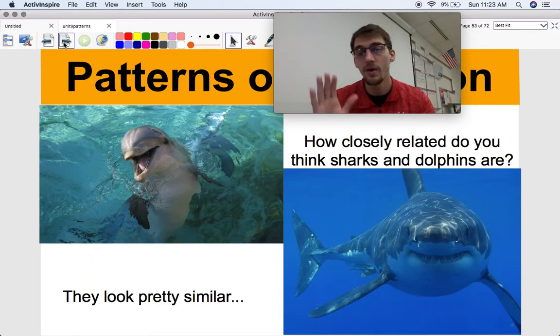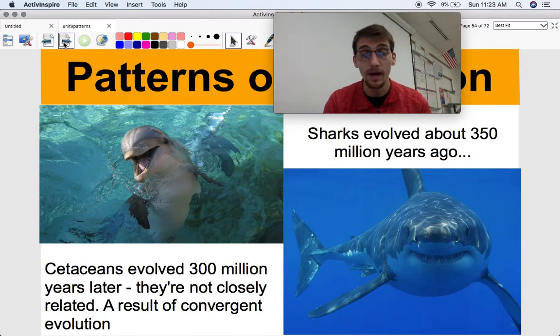All right, so as we were just talking about before, they're not very closely related, but they're a result of convergent evolution, right? So there's 300 million years of evolution between these two species, but they look really similar because they both evolved in the ocean and they evolved similar niches in their ecosystem, right? They hunt for food, right? They do the same kind of things.